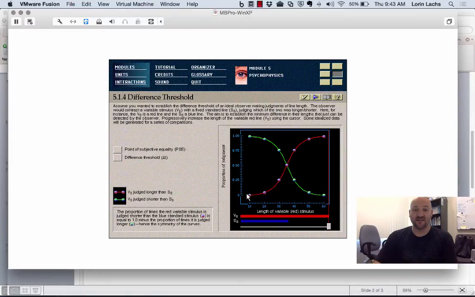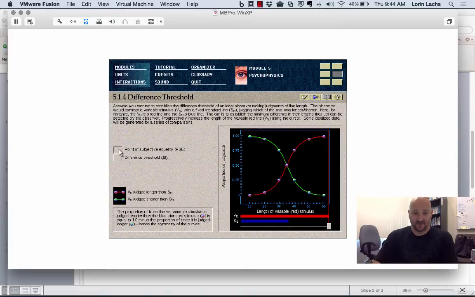And you see that down here, when the red line is really short, it's 0%. When the red line is really long, it's 100%. And it's graded in between. And the green line is just 1 minus that. How many times do people say that the red line is shorter than the blue line? 100% of the time when it's really short, 0% of the time when it's really long. And the meeting point is halfway, where they're exactly equal to each other.